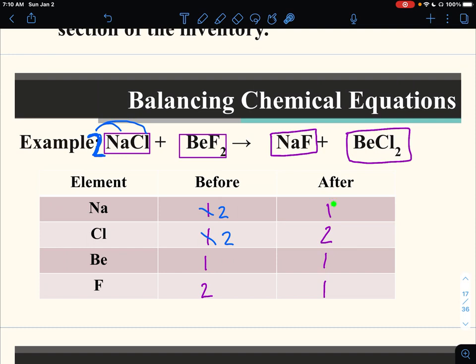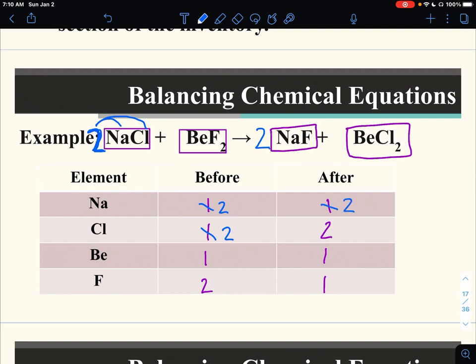So now my Nas aren't balanced, so I need to multiply this by 2. So I go and find my Na after the arrow, and I put a 2 in front of it. That 2 changes Na, but it also changes F. What's great is that that's exactly what I wanted. So now the columns match each other. Na has 2 in both, Cl has 2 in both, Be has 1 in both, and F has 2 in both. Okay? Now all the elements don't need to have the same amount, like Be and F can be different. That's totally fine, as long as they're the same before and after the arrow.